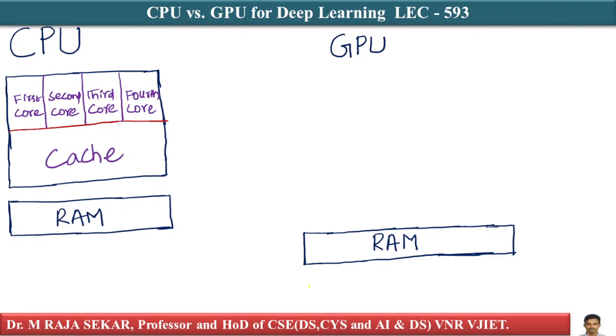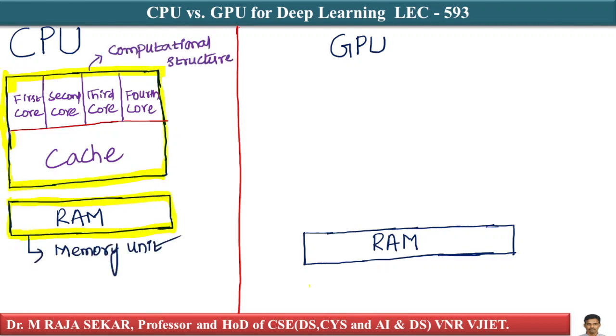The structure in the case of CPU: you have a computational structure, and RAM. This is the computational structure. This is known as RAM. RAM can be treated as a memory unit. So on a single chip you have cache, and these cores: first core, second core, third core, fourth core, all of them are on a single chip.